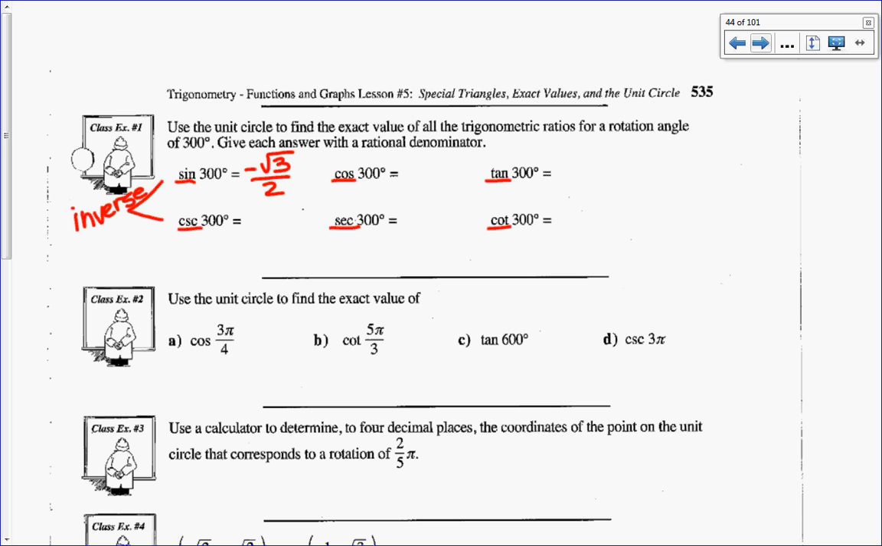And so we know that if sine of 300 degrees is negative root 3 over 2, then cosecant of 300 degrees is just 2 over root 3, and it's still negative, right? It's just the inverse. We just flip it.